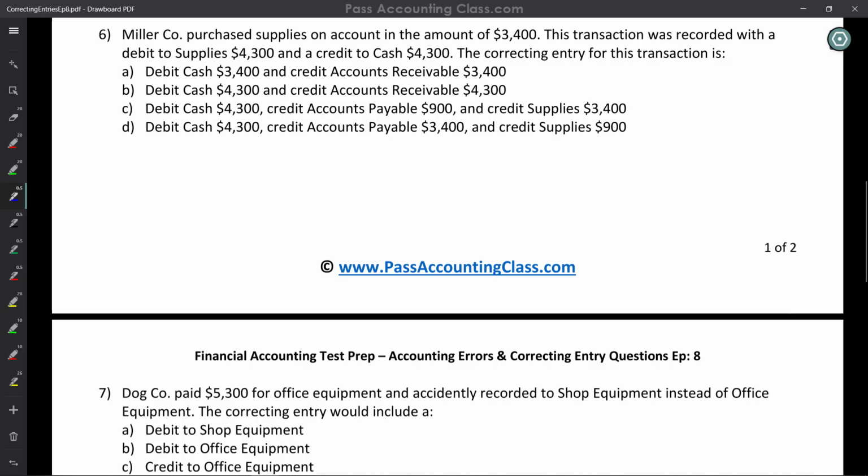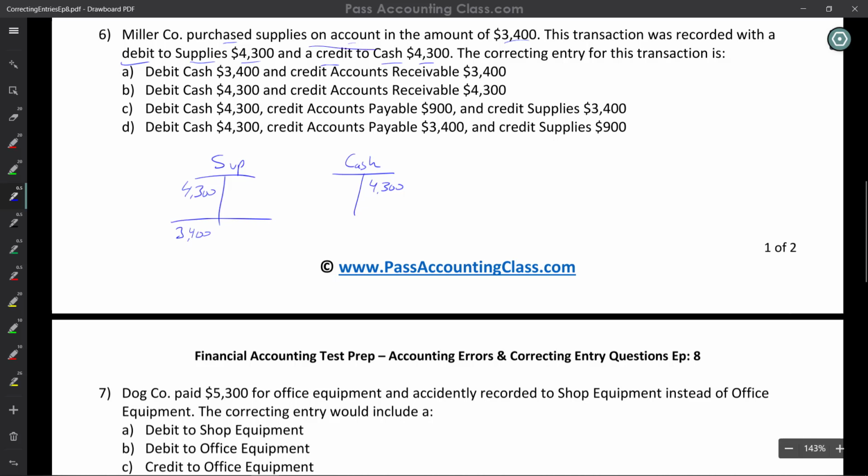So like on the previous problems, I'm going to go ahead and do the T account for what was actually recorded. And here they're saying that it was recorded as a debit to supplies for $4,300. So I've got supplies, and that's a debit, $4,300. And a credit to cash for $4,300. Again, this is what was recorded. So now what I want to do is put in the balance of what should have been recorded. So we purchased supplies on account in the amount of $3,400. So my ending balance here should be $3,400.